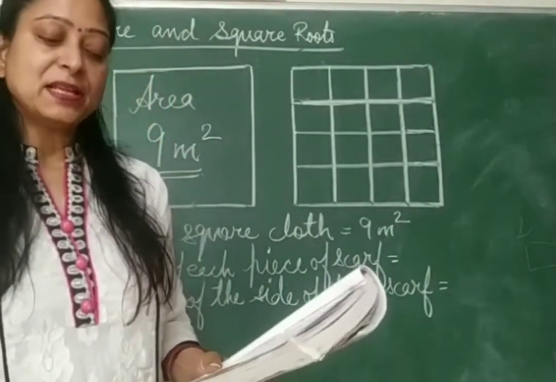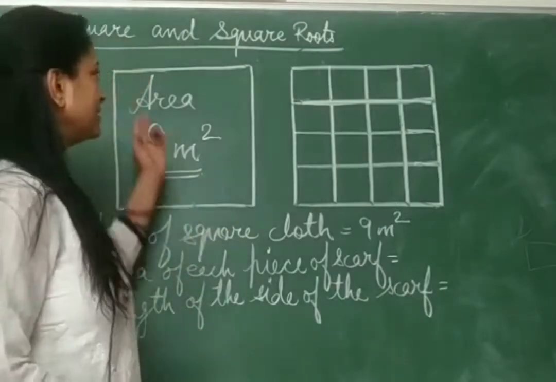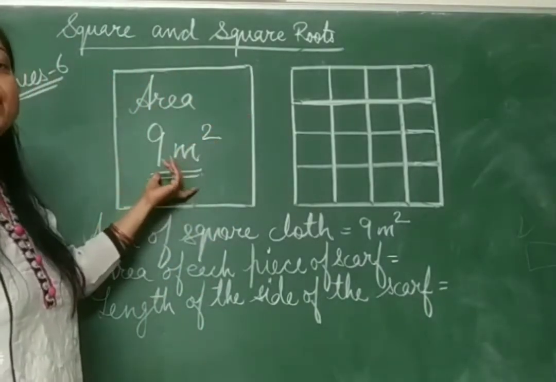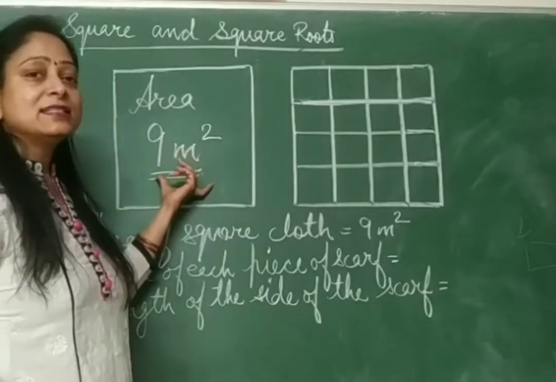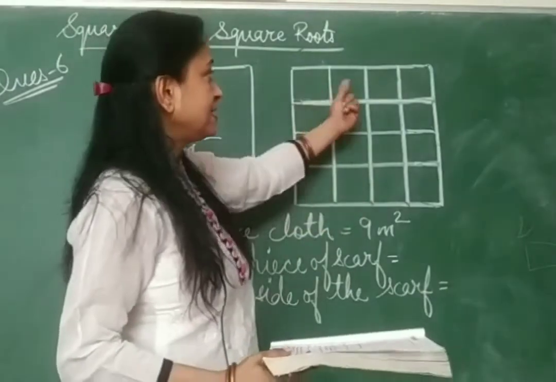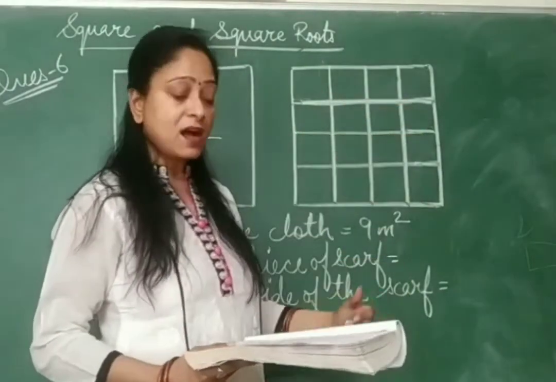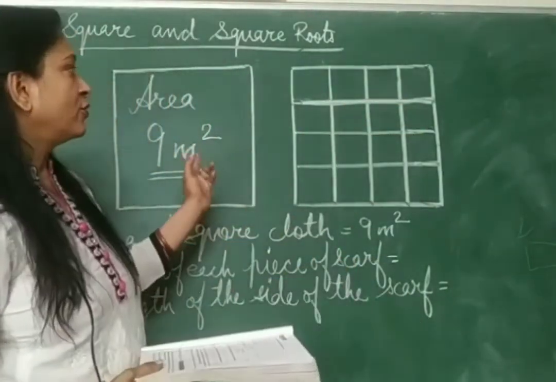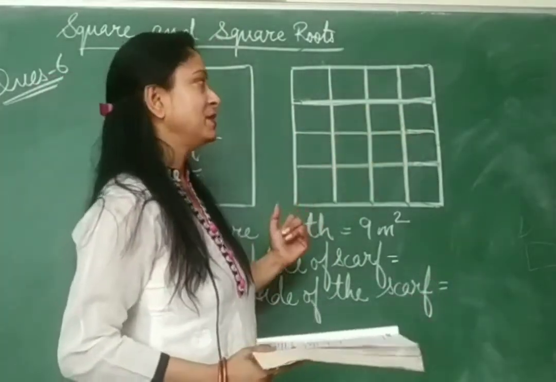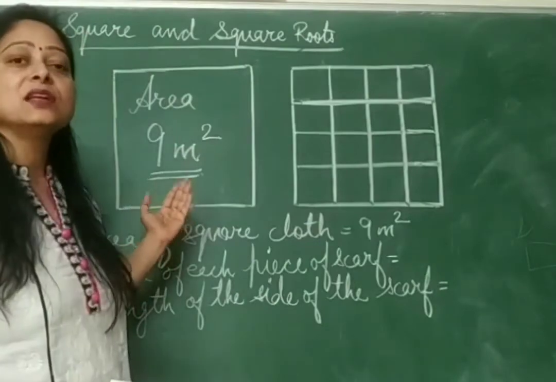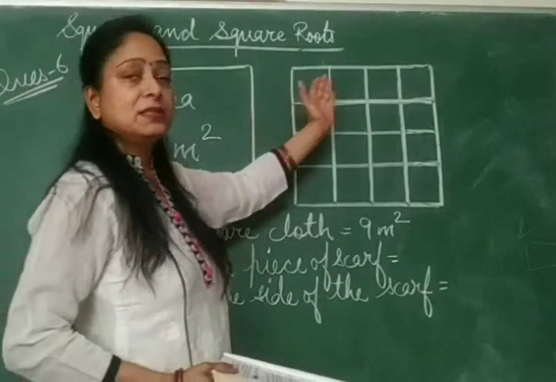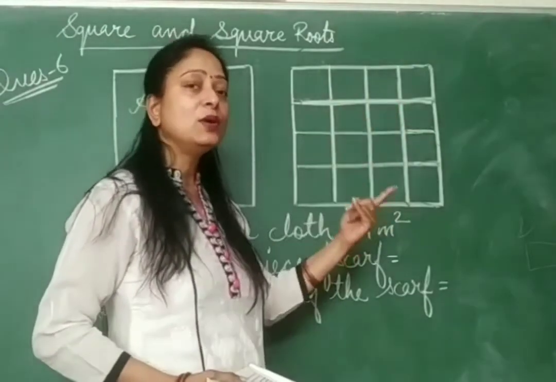Devika has a square piece of cloth of area 9 meters square. This is a square piece of cloth of area 9 meters square. यह इसका area है. Now she wants to make 16 square shaped scarves of equal size out of it. इसने 16 स्क्वायर शेप्ड स्कार्फ इक्वल साइज के बना दिए, यानी उसने 9 मीटर स्क्वायर जो एरिया था उसको 16 में डिवाइड कर दिया. क्योंकि ये सब स्क्वायर शेप है तो सबका इक्वल एरिया है.